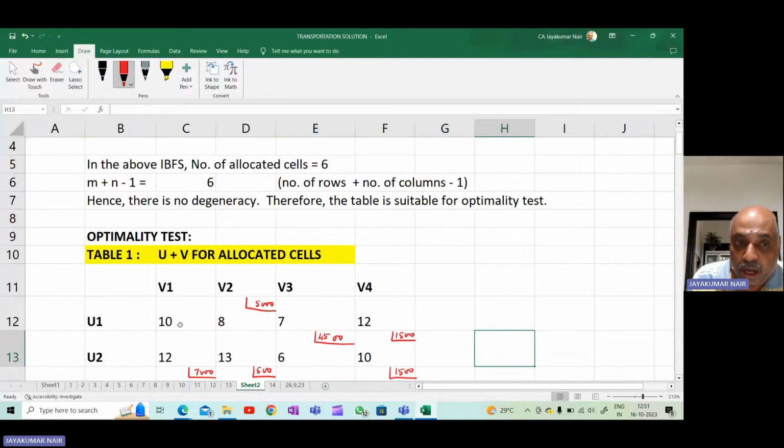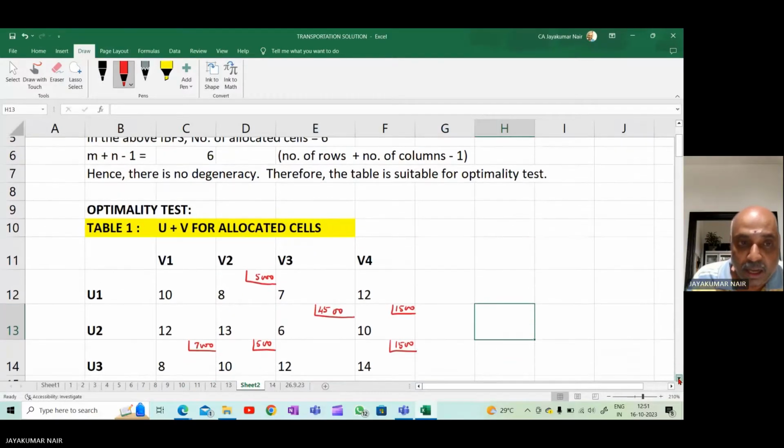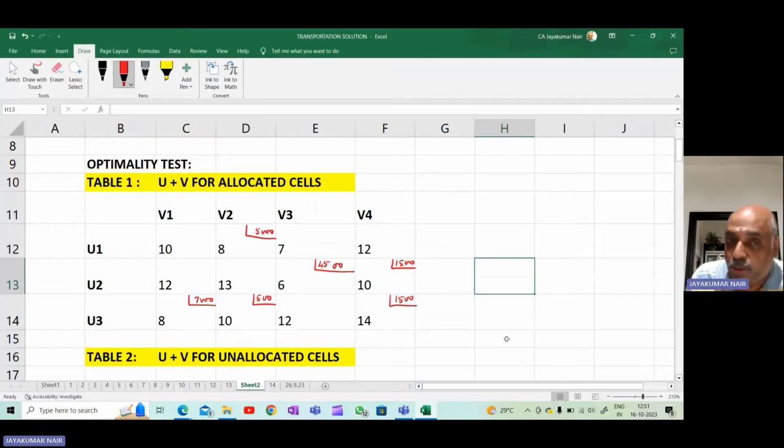I'm going for the optimality test under the modified distribution method, popularly known as MODI method. First we will write table A. Table A is U plus V for allocated cells. For each row, we will write U1, U2, and U3, and for the columns V1, V2, V3, and V4.